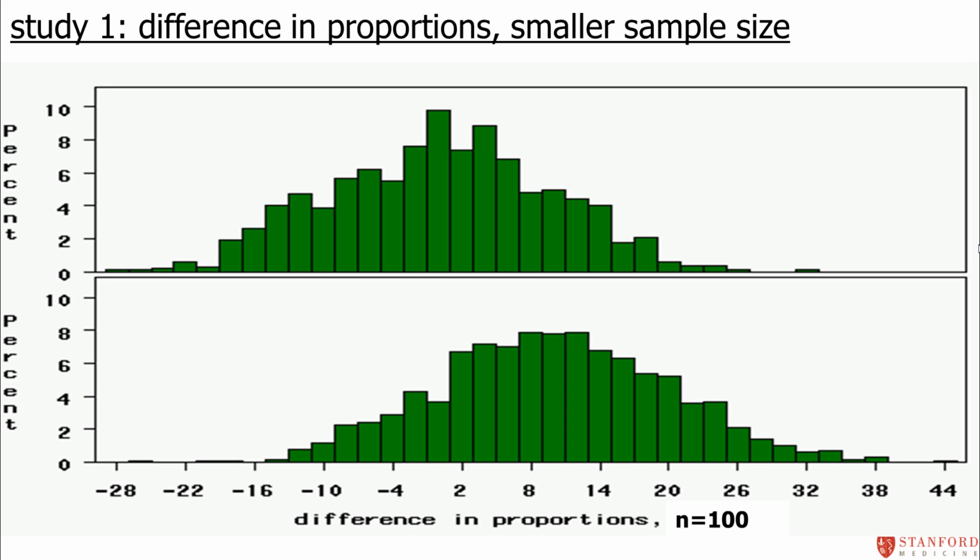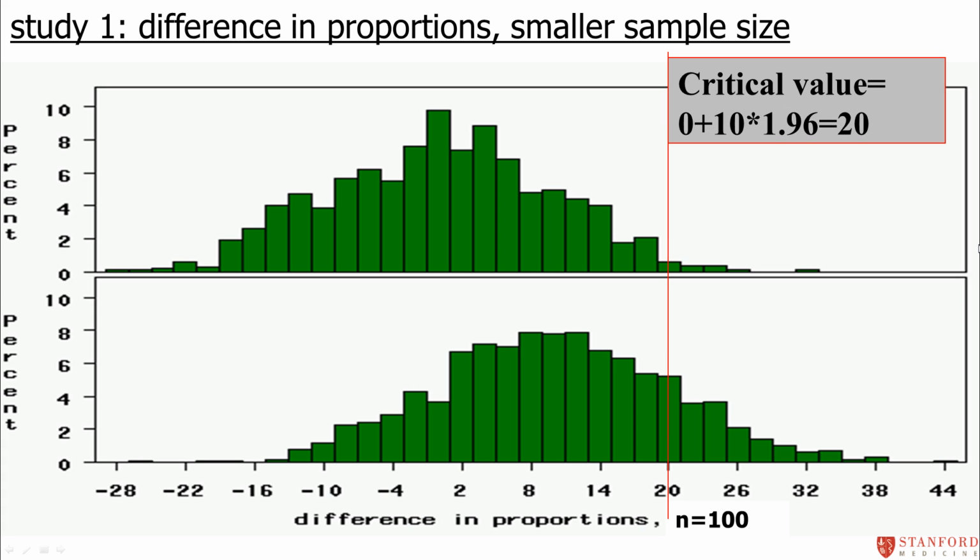But let's say we were doing a much smaller study. What happens if we do a much smaller study? Our standard error is much, much bigger. The variability of our statistic is much, much larger. Now, in order to be able to reject the null hypothesis, to be in the tail of the null distribution, our critical value now comes out to be a 20% difference. Since our standard error has now gone up to 10%, we have to be past a 20% difference in order to reject the null hypothesis here.